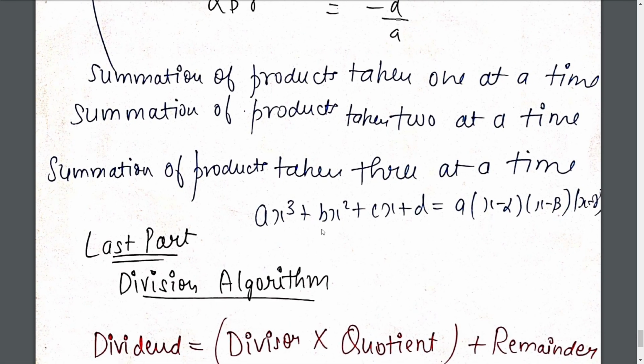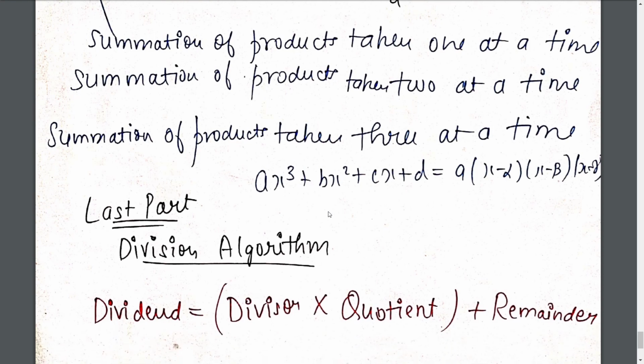So this cubic polynomial can also be factorized similarly on the basis of the quadratic polynomial. How do we factorize? We factorize the cubic polynomial as a into x minus alpha, x minus beta, x minus gamma, where alpha, beta, gamma are the roots of the cubic polynomial.